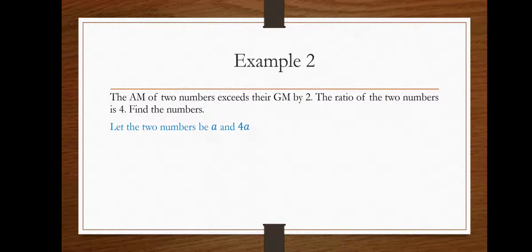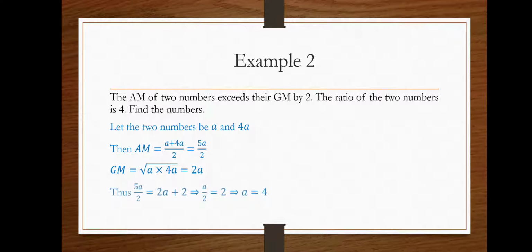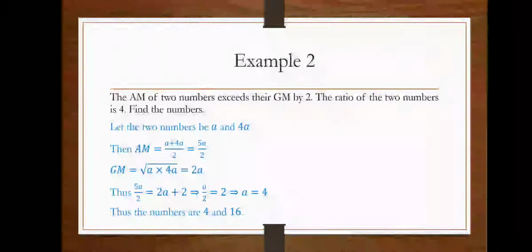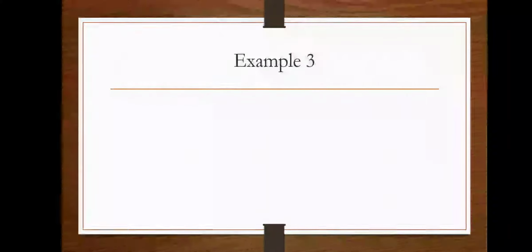Now, it is given that the AM of the two numbers exceeds their GM by 2. So let us first find their AM and GM. AM is the sum divided by 2, that is 5A by 2. And GM is the square root of their product, so that is 2A. Now it is given that the AM equals GM plus 2, and from there I can solve and get the value of A as 4, and hence the two numbers are 4 and 16. Fine, simple problem. All you need to do is just understand the language of the problem.